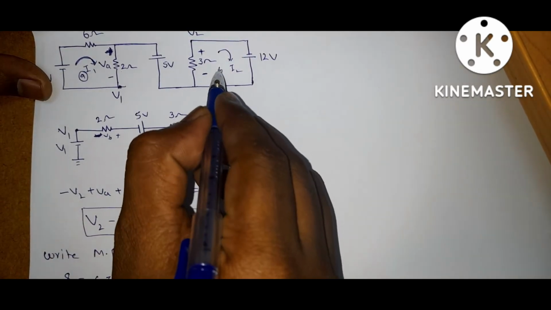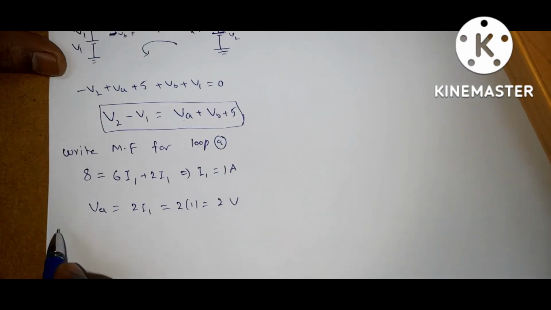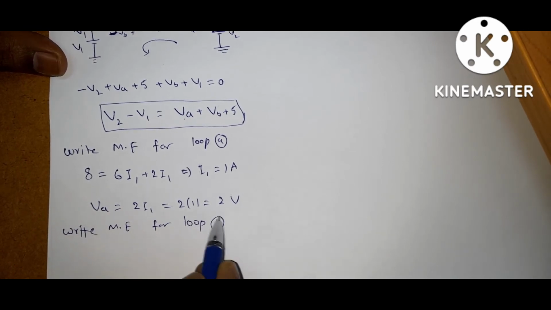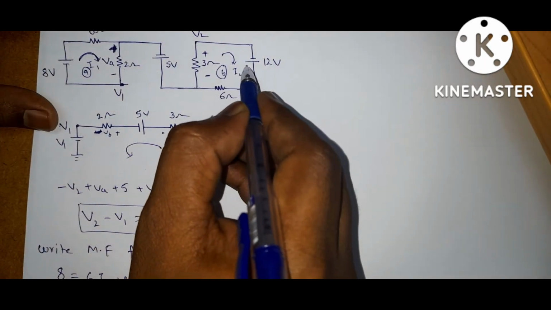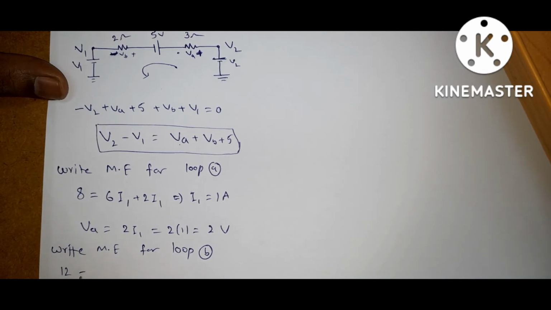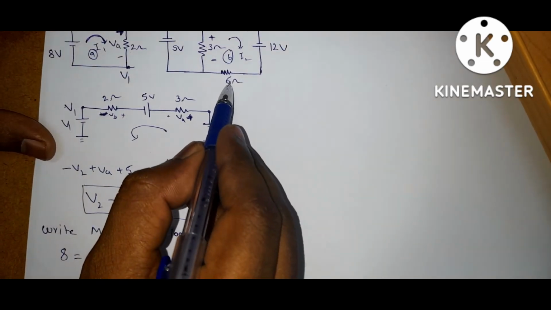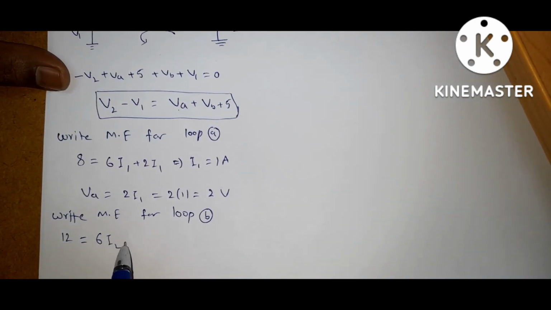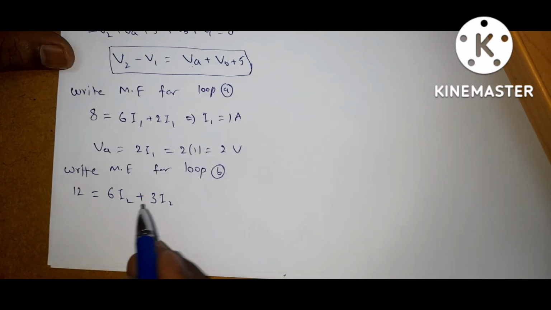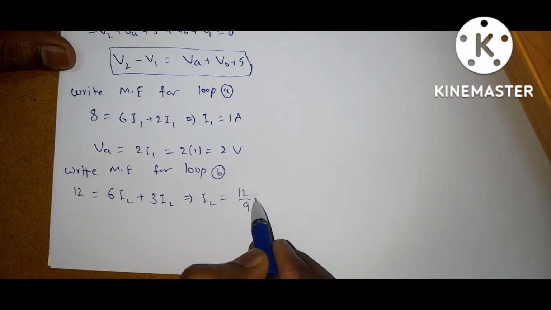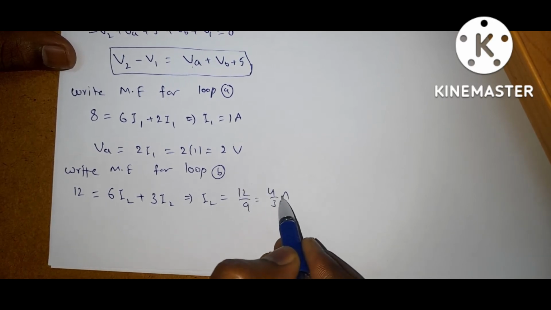Now coming to this loop, let it be loop B. Write the mesh equation for loop B. What are we getting? Here also current is leaving the positive terminal of the voltage source. So 12 is equal to 6I2 plus 3I2. From this, I2 is 12 by 9, that is 4 by 3 amperes.